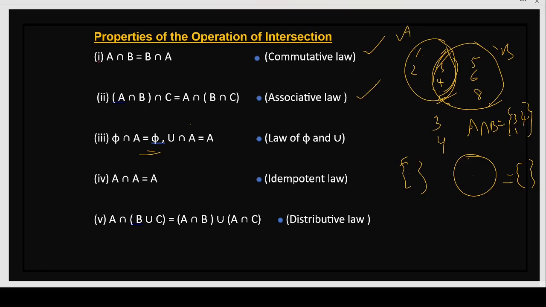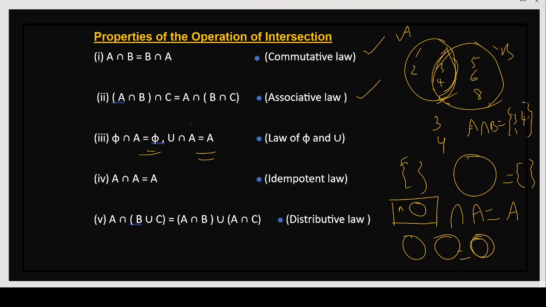And universal set. Complete, all the elements are there, and intersecting with A. This is very important. All the elements are there intersecting with A. A is a part of this. What are the common elements in this? It is A. So this is equal to A. Right? Idempotent law. A intersection A is what? Suppose A is there. What is intersection with A? That means it is completely overlapping with each other. So that is nothing but A again.